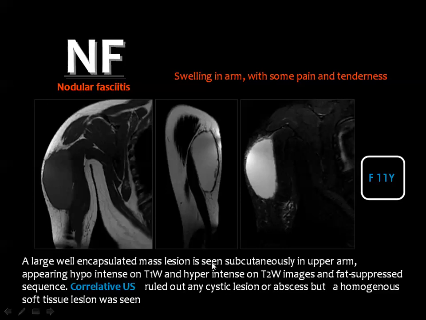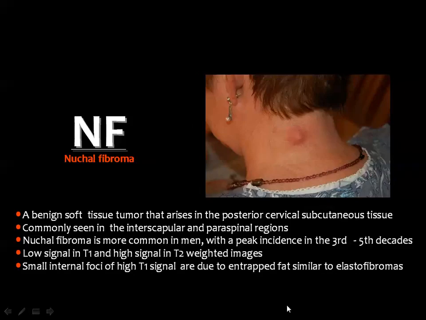And this is another case of nodular fasciitis in the upper arm. You can see here in the coronal T1, low signal intensity, and high signal intensity in the T2 and STIR images. It looks like a cyst, but the ultrasound in this particular case excluded the presence of a cystic lesion or an abscess. It showed a homogeneous solid lesion, and this was proved to be nodular fasciitis.